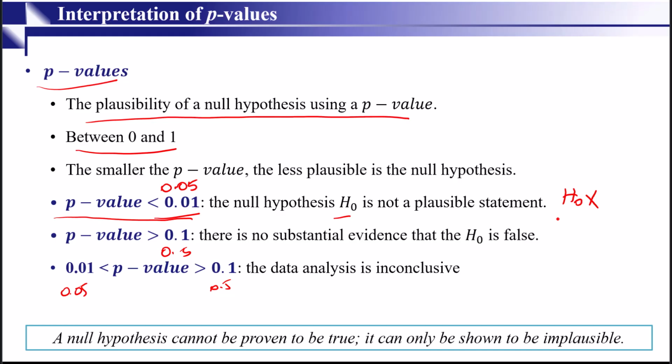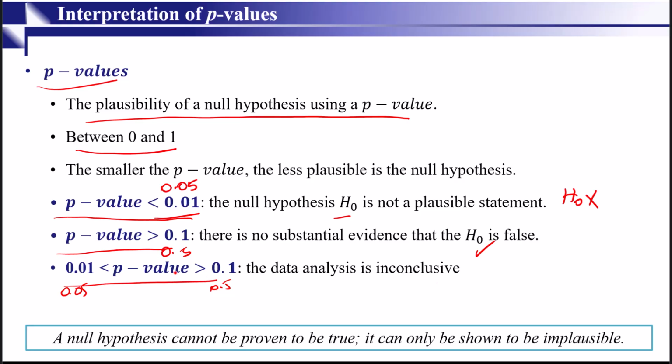and HA is correct. The alternative hypothesis is correct. Then if the p-value is greater than 0.1, it means there is no substantial evidence that the H0, or null hypothesis, is false. In this case, we have no strong inconsistency to reject the hypothesis, and therefore we accept the null hypothesis. However, this doesn't mean that the null hypothesis H0 has been proved to be true. We just say we have no evidence to reject it, right? That's why we accept it. It doesn't mean it is true.